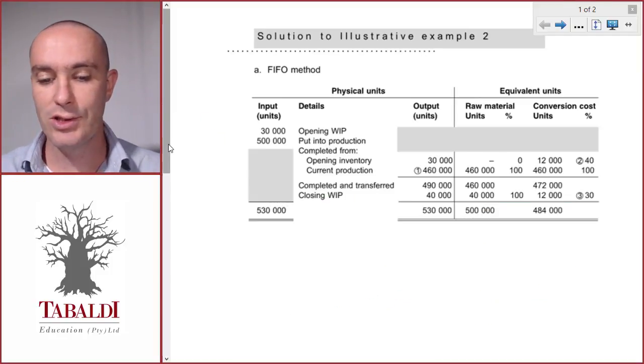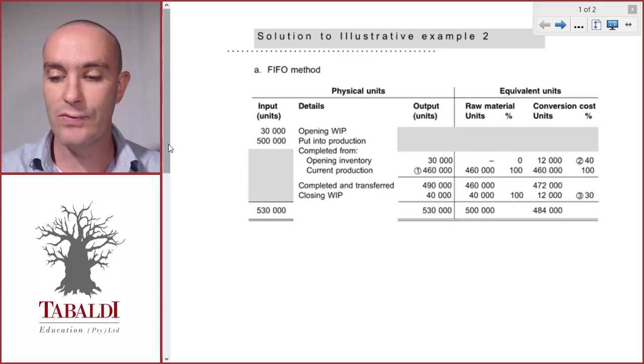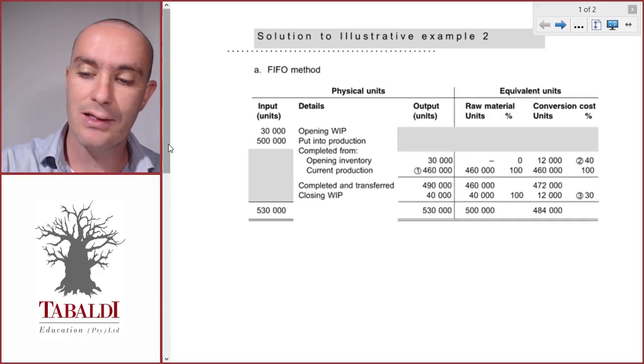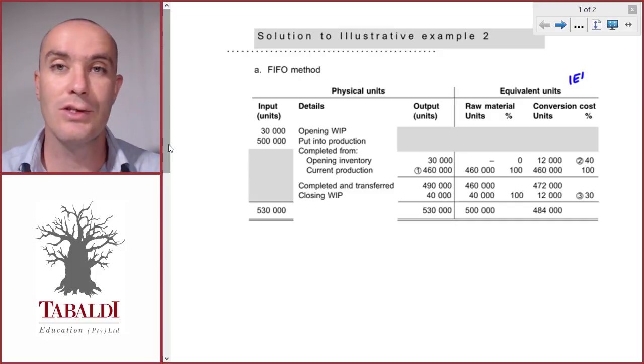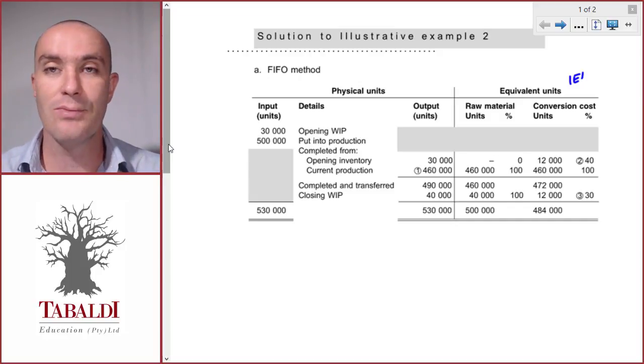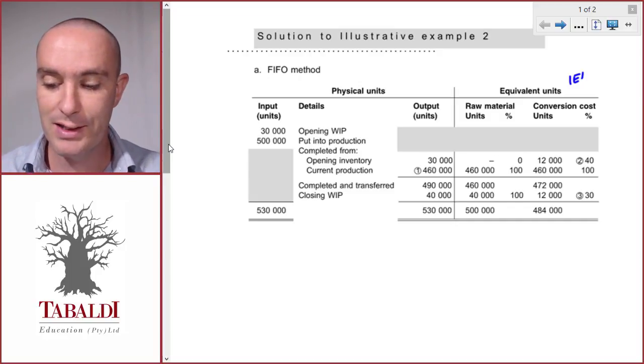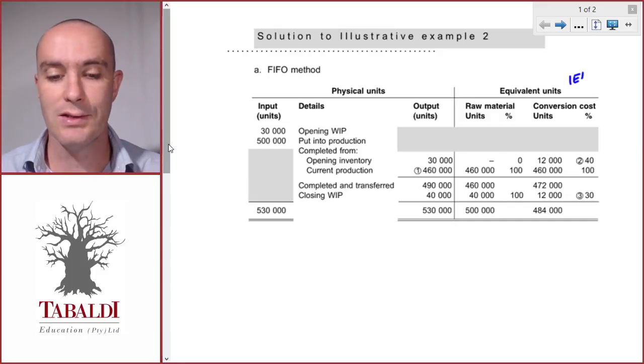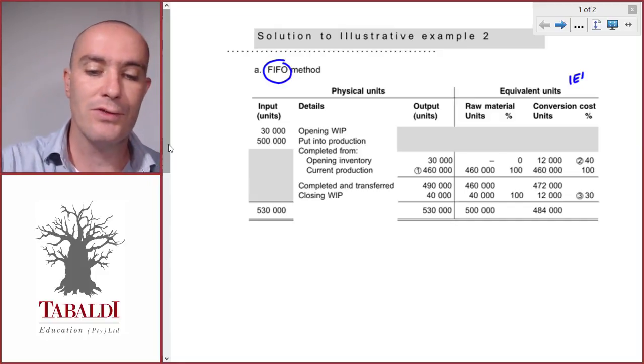So if you look at the solution here, we already have the equivalent units, and this was calculated in illustrative example 1. So if you're unsure how to do this, make sure that you go over that example again to completely understand how we get the equivalent units. So we're first going to do the first in, first out method.